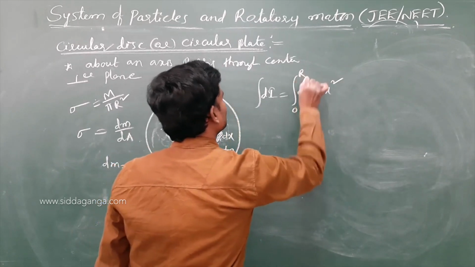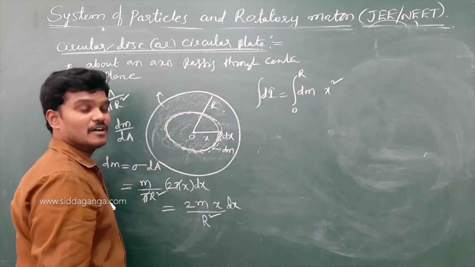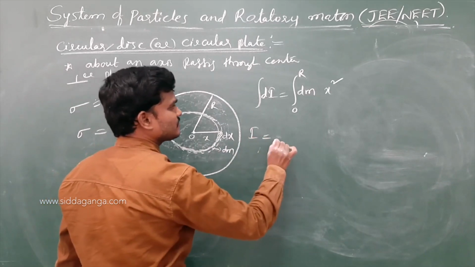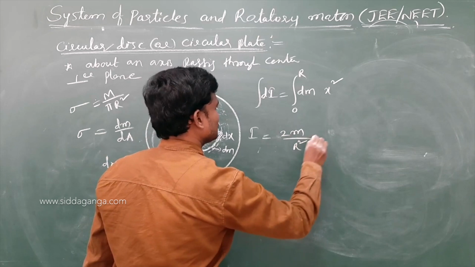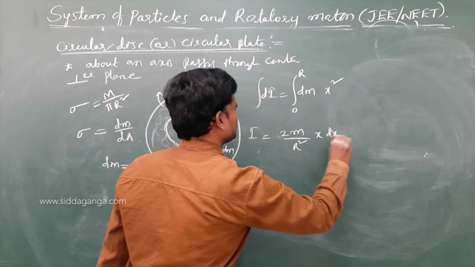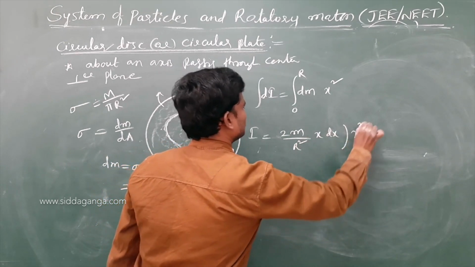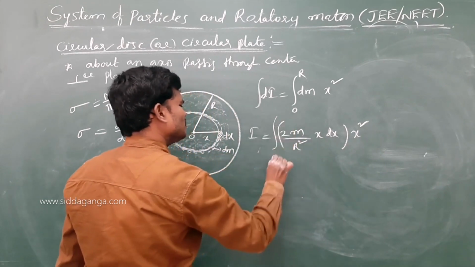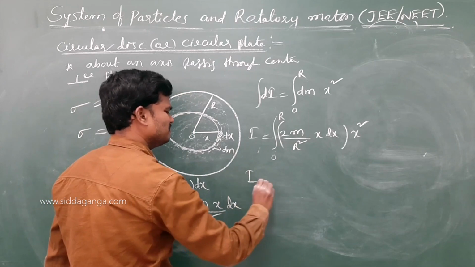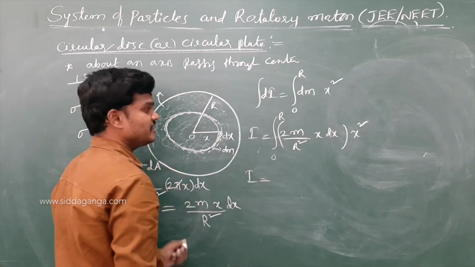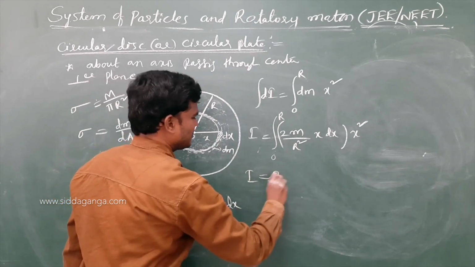Limits are 0 to r. This is I. dm means 2m by r square x dx into x square, from 0 to r. If you are good in integration, then this is not a problem. Otherwise, try to simplify like this.